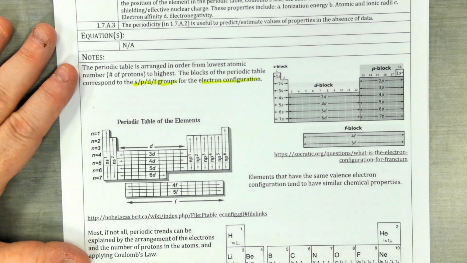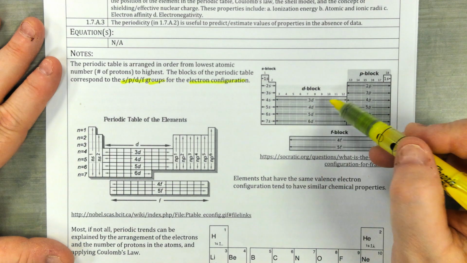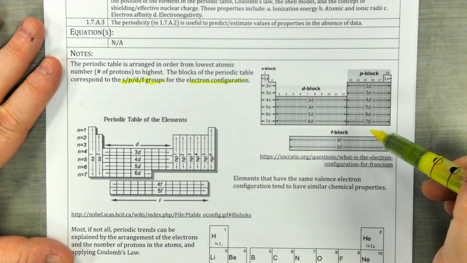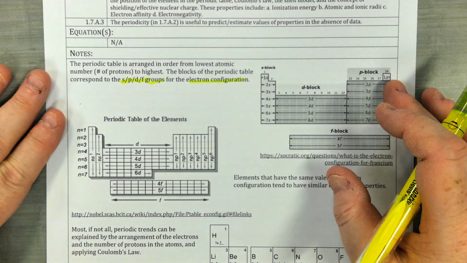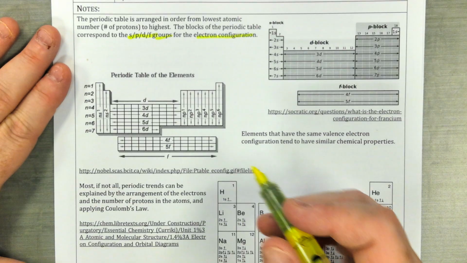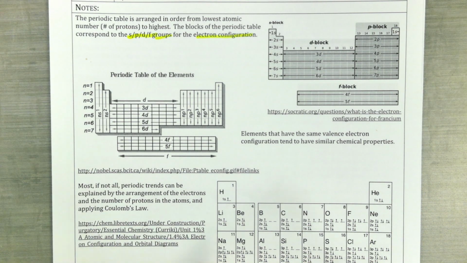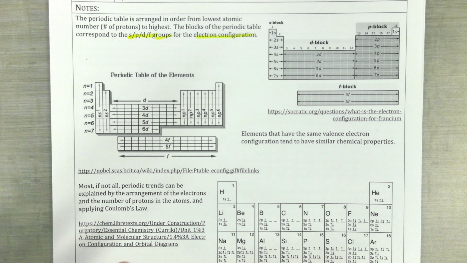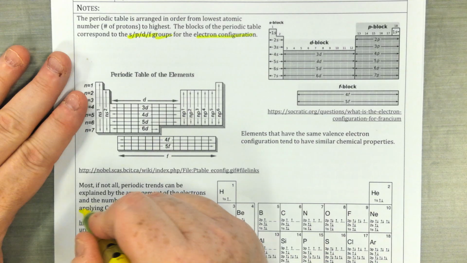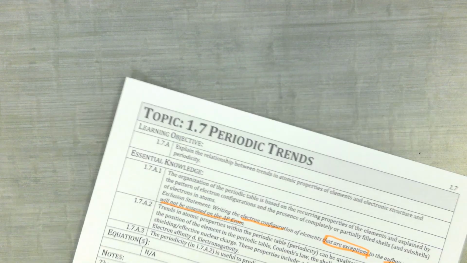The other way that it is broken down is by subgroups or subshells: the s block, d block, p block, and f block. Here are two different periodic tables to show that. Now, most, if not all, trends can be explained by the arrangement of how the electrons fill up the shells, based on Hund's rule and the Aufbau principle, and applying Coulomb's law. So let's get into the trends.